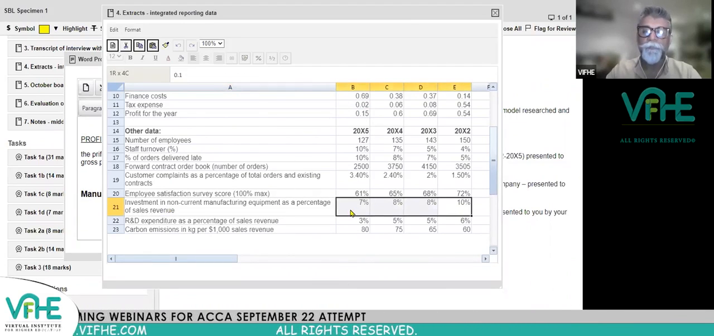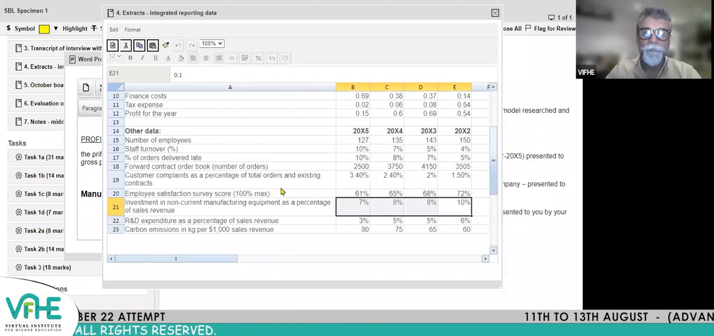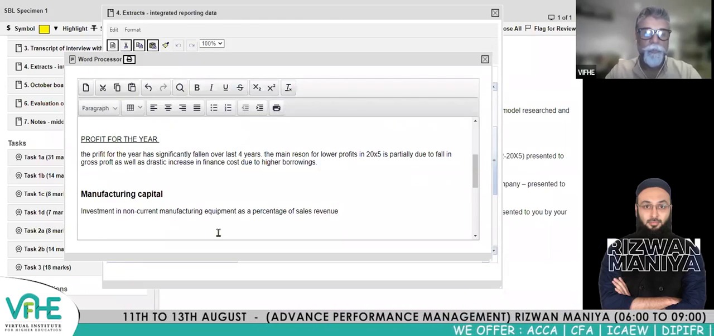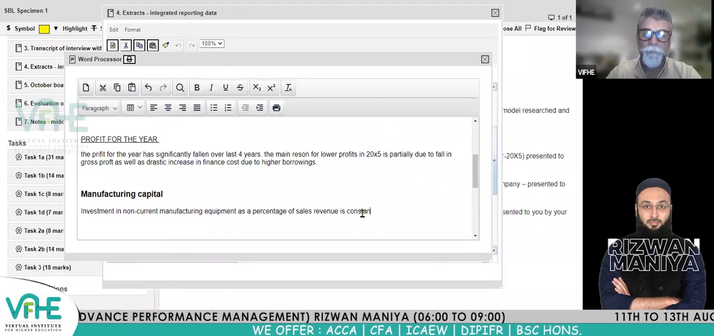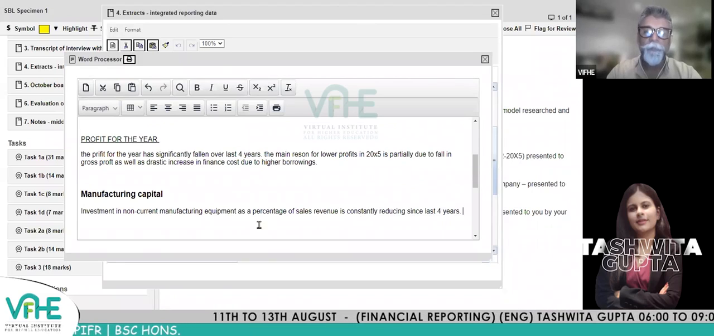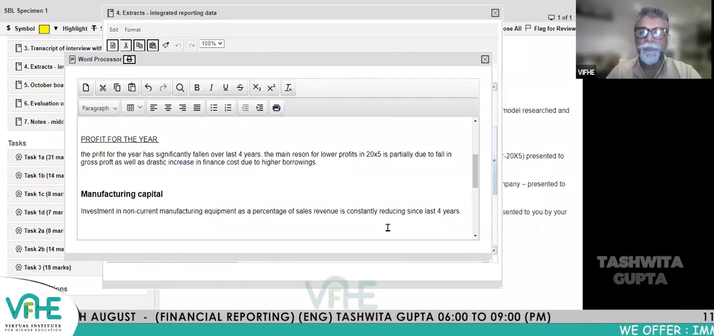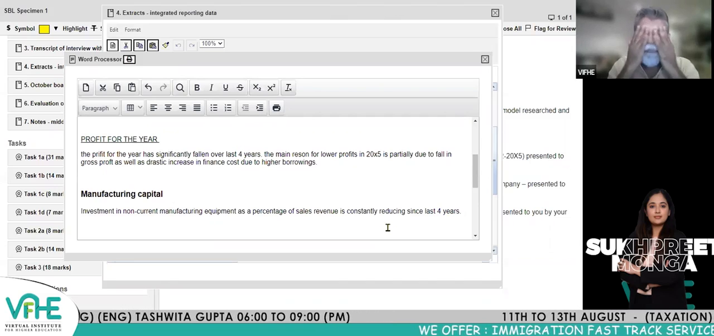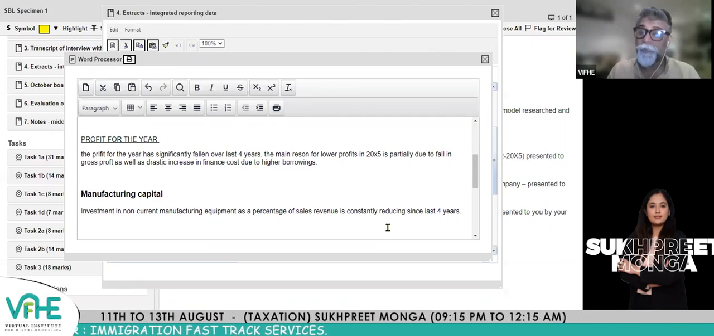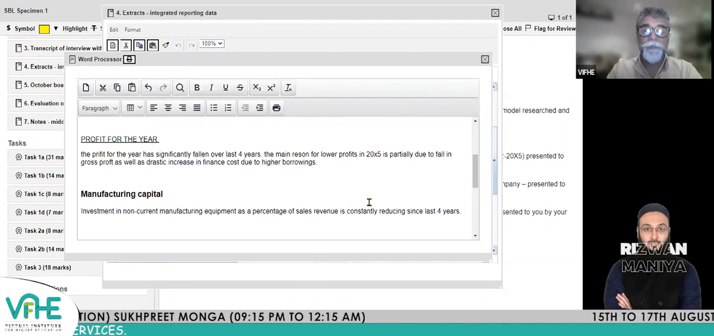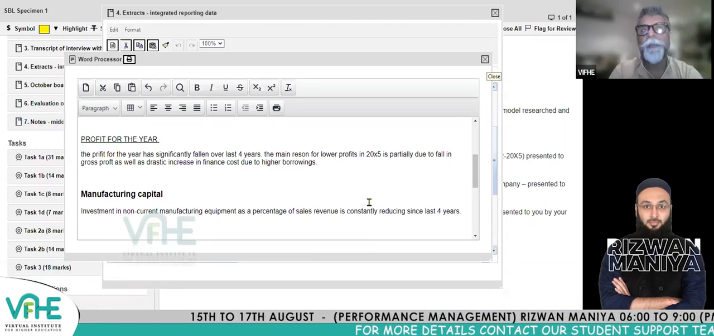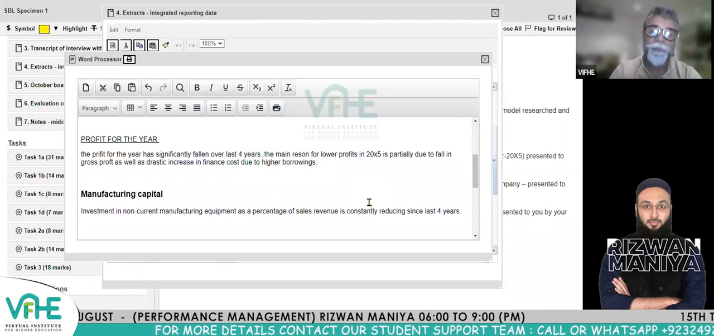Ouch, it's going down. Investment in non-current manufacturing equipment as a percentage of sales revenue is constantly reducing over the last 4 years. What does it mean? These guys are not really investing in their non-current assets, their plant and machinery. Is that good or bad? It's bad, right? Why is it bad?